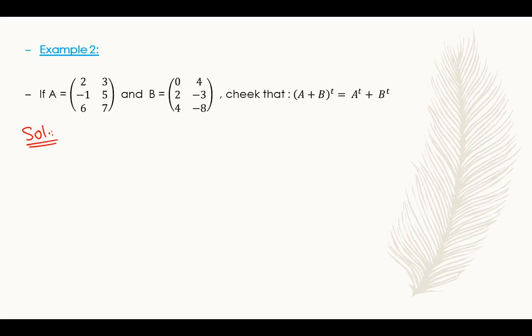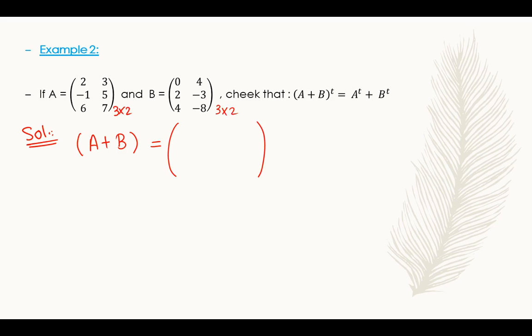Solution. First, we are going to find A plus B. This is the first step. And the second step is to find the transpose of A plus B. A plus B will be equal to... this matrix A is of order 3 times 2, and B is also a matrix of order 3 times 2.